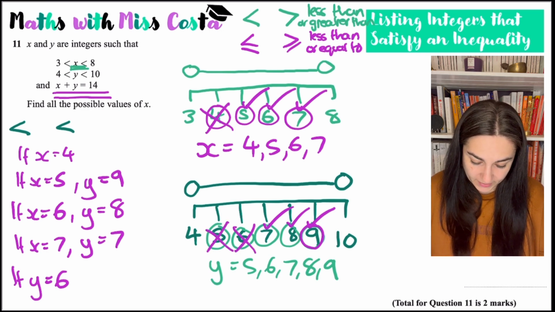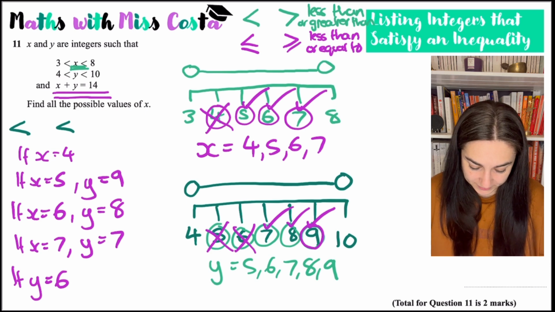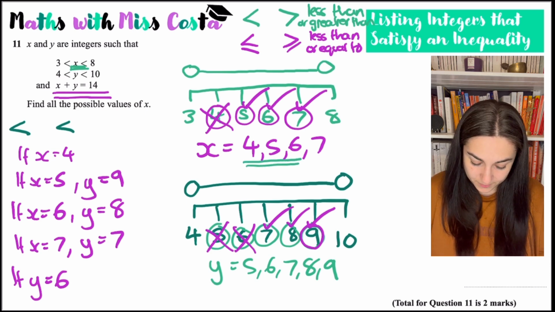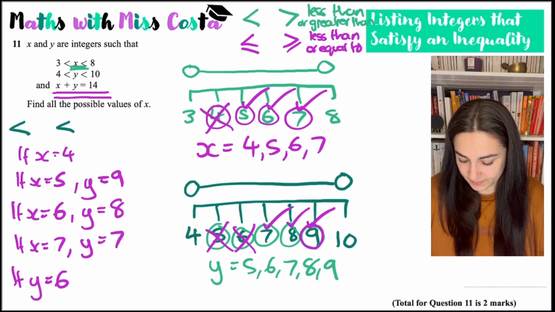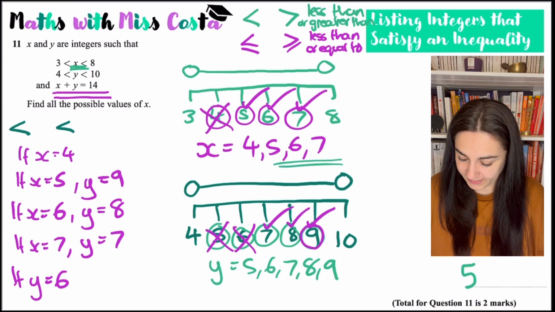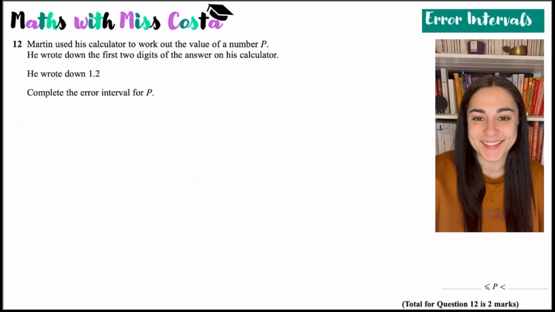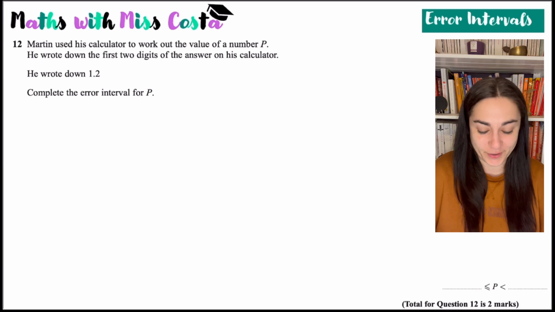Okay, so all I need to do is find the possible values of x, which would be 4. Nope, it would not be 4. It would be 5, 6, and 7. So 5, 6, 7.